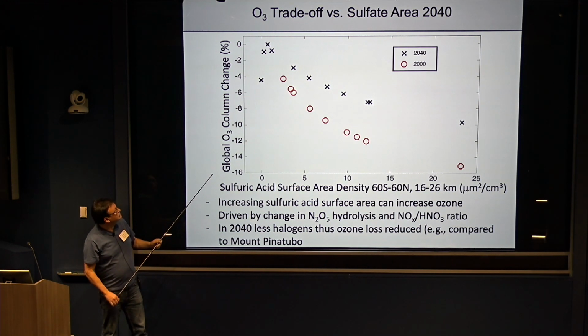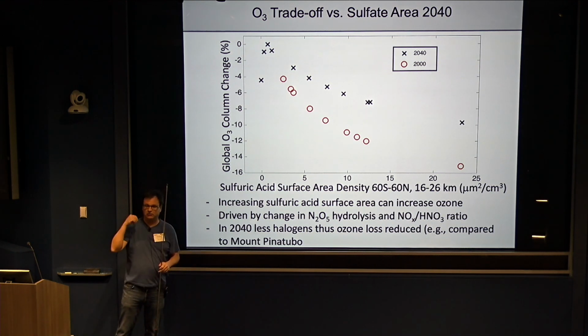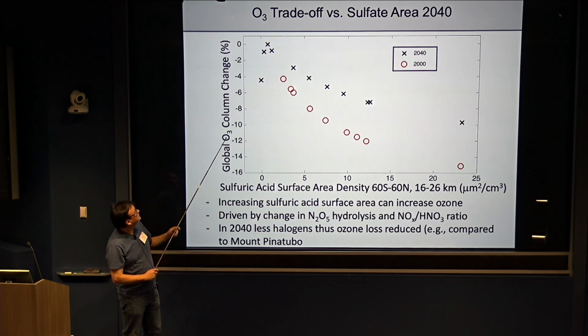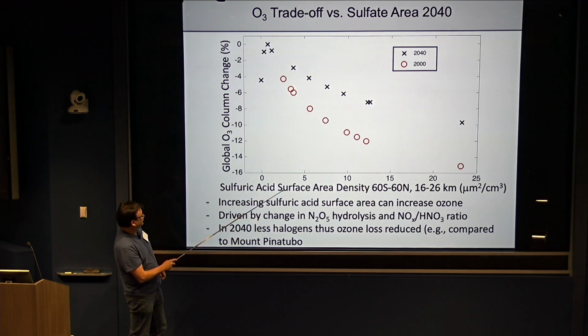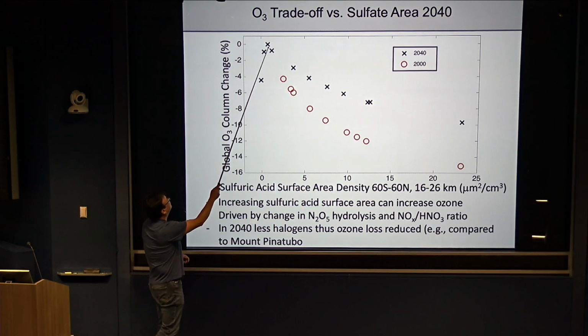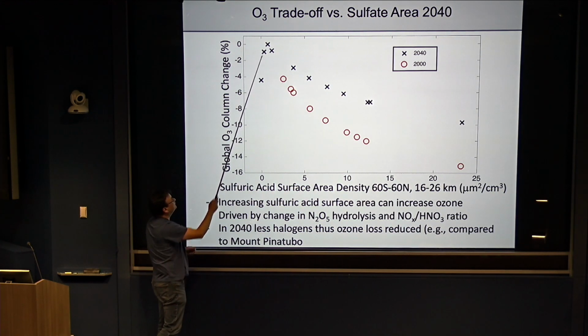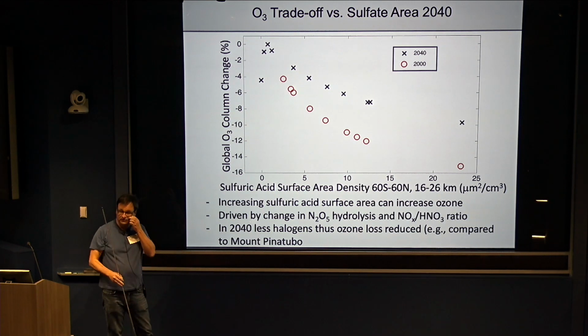But what it actually shows you is that this idea that more aerosol is always bad for ozone, or less aerosol is worse, is actually quite interesting in this model. If you look at this in 2040, the x-axis is sulfuric acid surface area density, and this is the global ozone column change relative to this point over here, which is roughly what the background sulfuric acid concentration is.